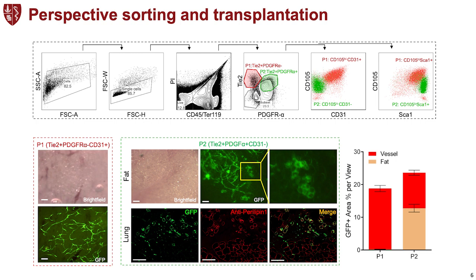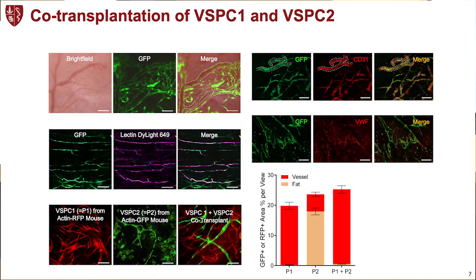In this combination setting, we can see the vascular stem and progenitor cell population 1, VSPC1, can form small vessels on the left side, and VSPC2 can form both vessels and fat in the transplantation setting. Interestingly, if we combine VSPC1 and VSPC2 together and transplant those cells into the mouse, all the cells form good vessels, and they can carry blood.